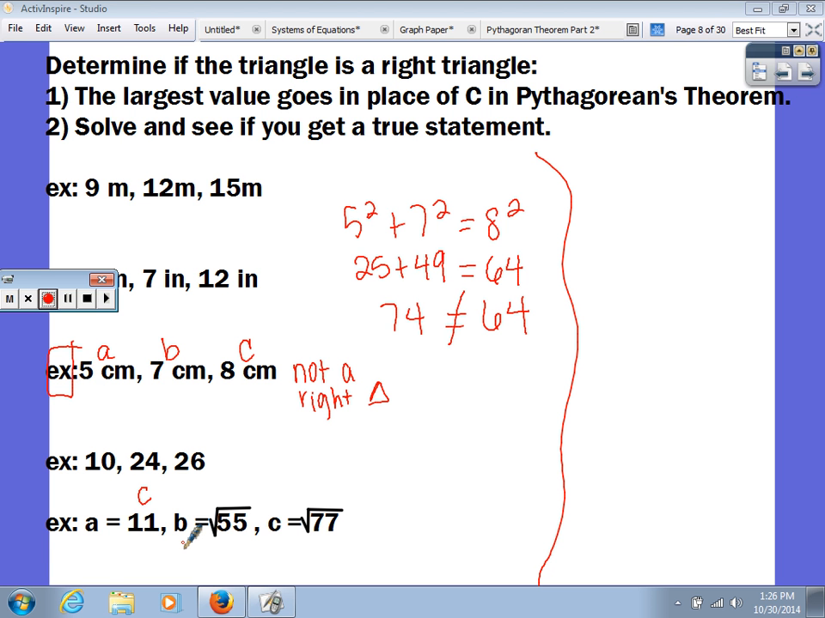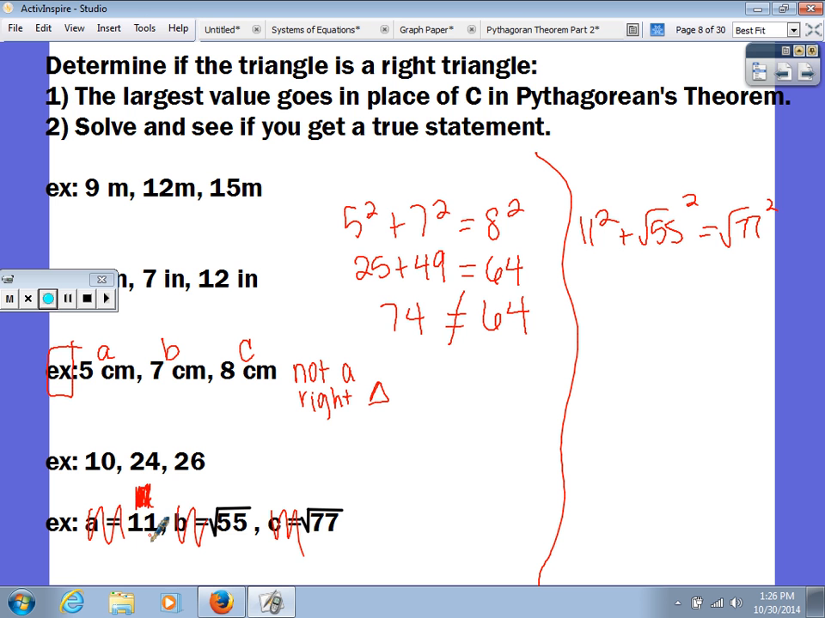So that means basically that this would actually be our C. And actually, when I look at this problem a little bit more, I think what they wanted you to do, so let's scratch this out, sorry. This really should have been your C. But let's go ahead and just work the problem exactly how they gave it to us. So we would have 11 squared plus the square root of 55 squared should equal the square root of 77 squared. But I really want you to notice that if I didn't tell you what A, B, and C were, your C really should have been 11.